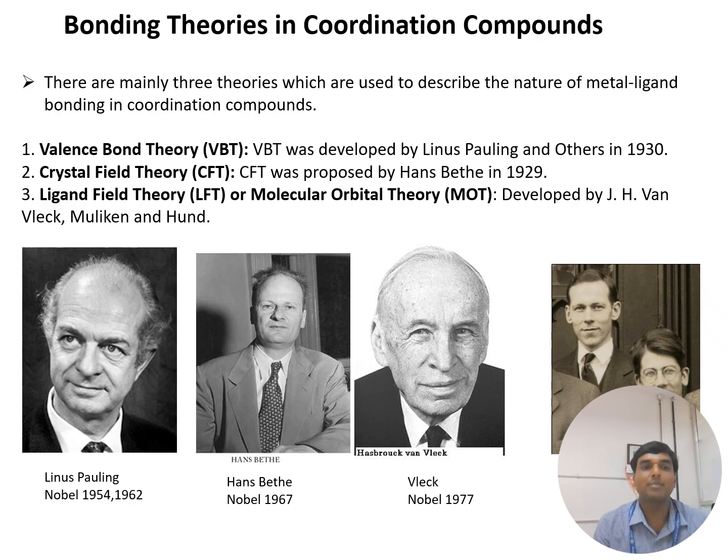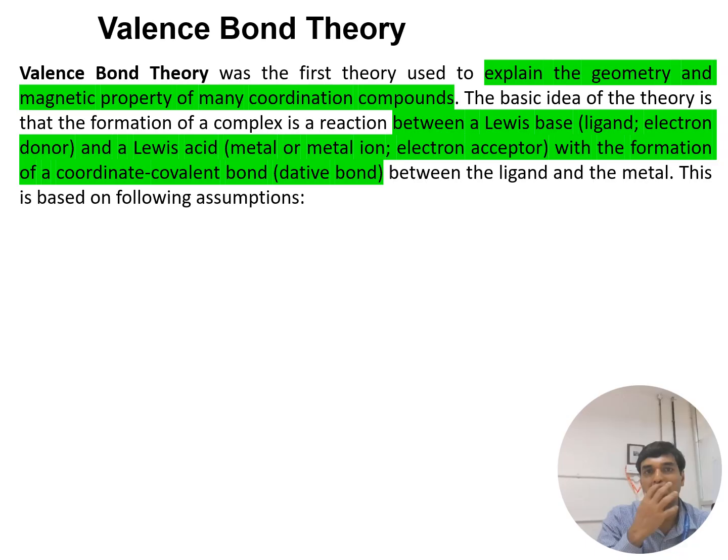In fact, Linus Pauling got the Nobel Prize two times, in 1954 and 1962. Bethe got the Nobel Prize in 1967 and Van Vleck got the Nobel Prize in 1977. So what is valence bond theory? Valence bond theory talks about sharing of electrons, explains the geometry of the complex, and can talk about many magnetic properties of the complexes.